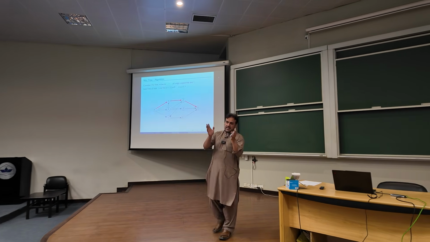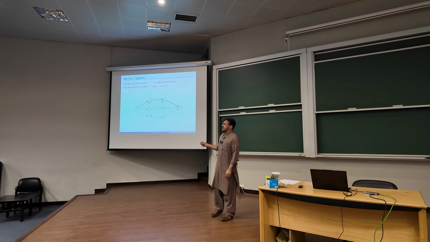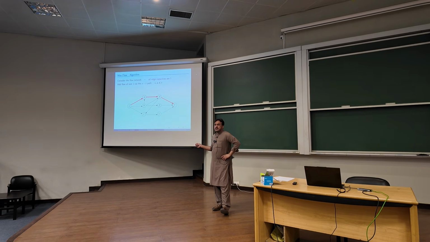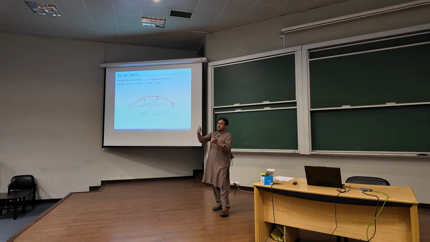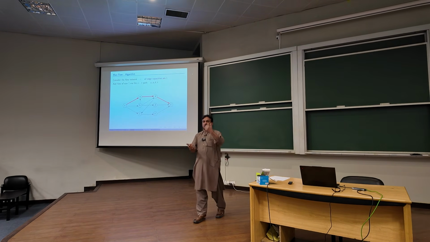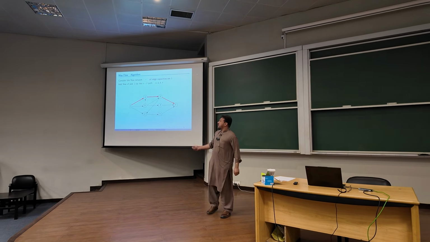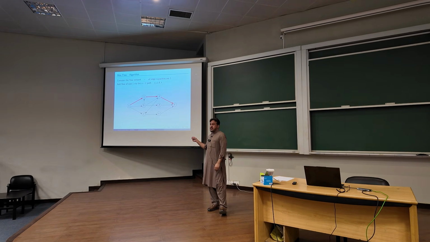Can it violate, please understand this, the flow conservation constraint at this vertex C? Previously C had 0 incoming flow and 0 outgoing flow. Now also C has 0 incoming flow and 0 outgoing flow. Okay, can it violate the capacity constraint on this edge? Capacity is 1, the flow is 1.